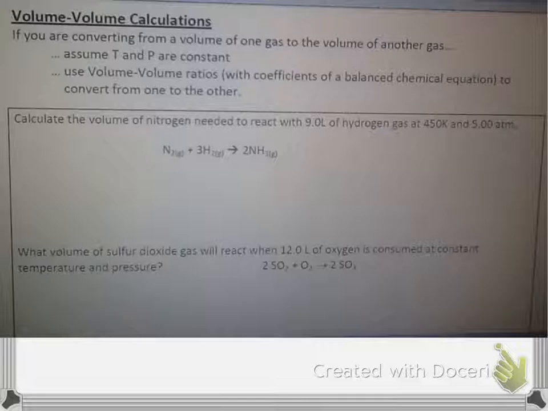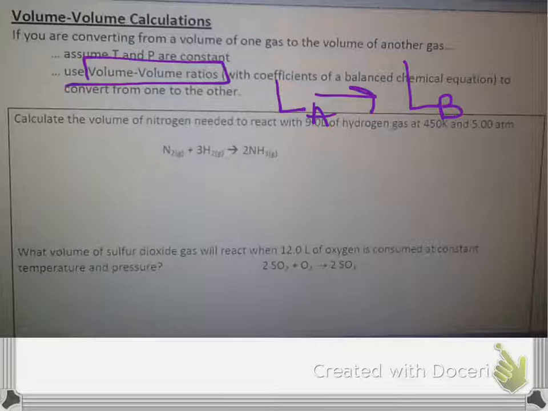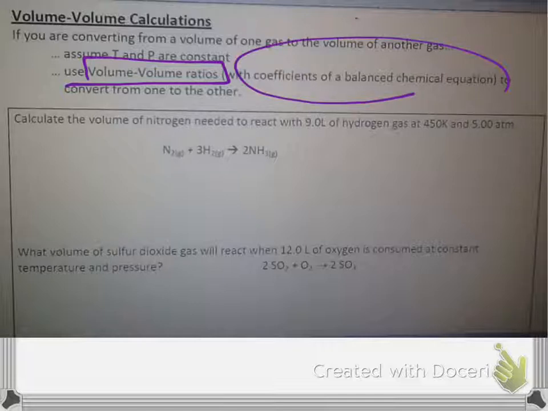So you're going to go from liters of one gas directly to liters of a different gas, so liters of A to B, for instance, without going through anything else. The ratio you're going to use to solve it is called a volume-volume ratio. Instead of a mole-to-mole ratio, you're going from volume of one gas to volume of another. Where does this ratio come from? It comes from the coefficients of the balanced chemical equation.